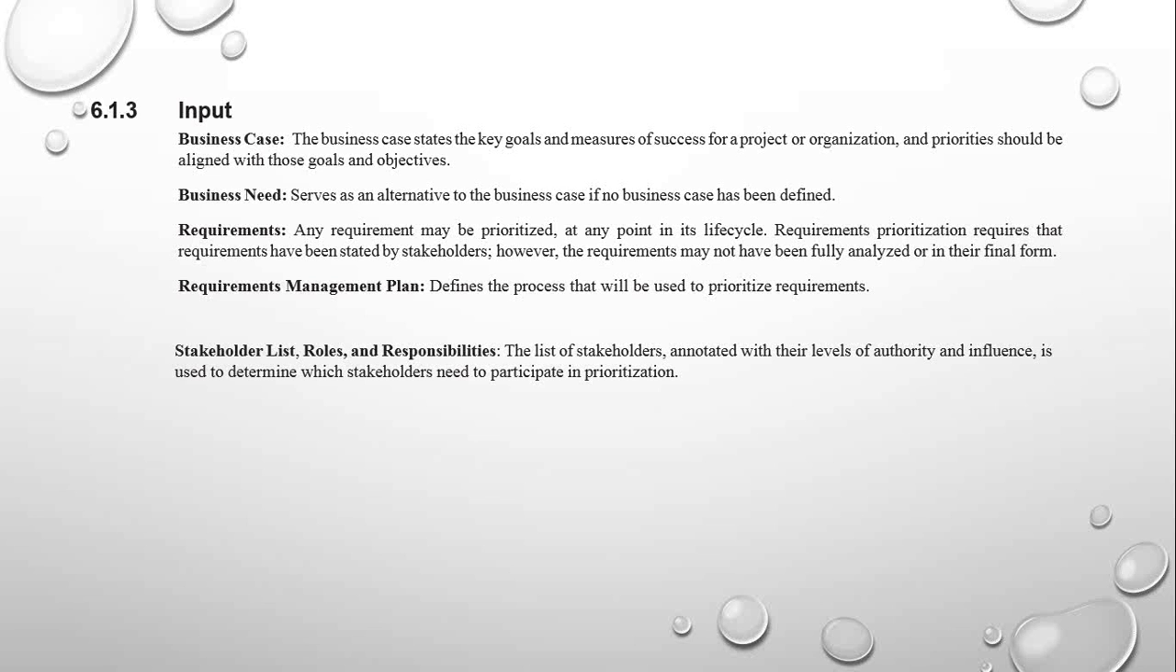Requirement management plan defines the process that will be used to prioritize requirements. We have studied the requirement management plan in very detail in the previous chapters, so that is getting used as an input. Overall, how the requirements will be managed and how it is going to work, that's what it comes down to. Then we have the stakeholders. Stakeholders are anyone who has a negative or positive impact on the project. Any piece of information can positively or negatively impact the overall project. That's what the stakeholder is all about.